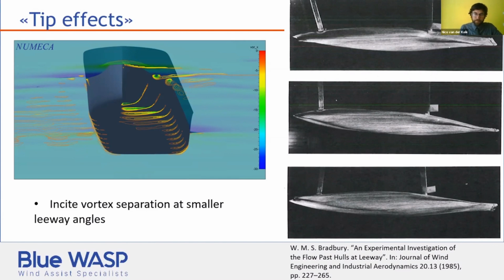And from the previous slide, there was this underpressure associated with the Munk moment. And the idea is to promote the flow separation at this location and hopefully reduce the magnitude of this moment. So just as with roll damping, we like to incite vortex separation at lower angles, so lower leeway angles in this case.